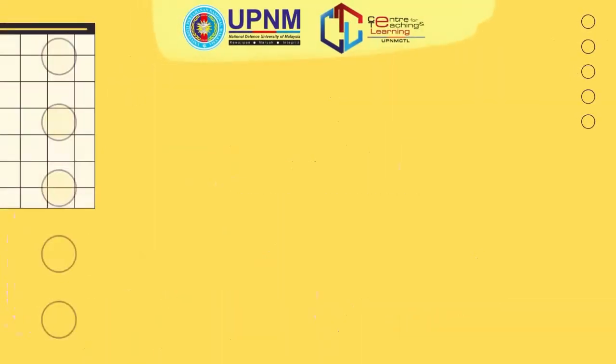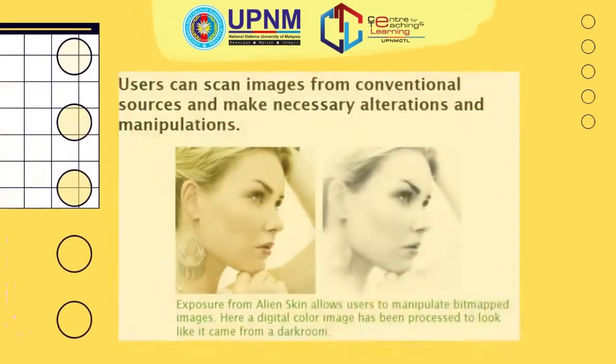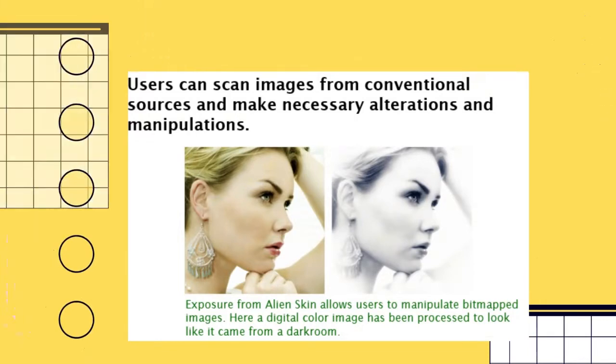Morph. Morphing software was used to seamlessly transform the images of 16 kindergartners. When a soundtrack of music and voices was added to the 4-minute piece, it made a compelling video about how similar children are to each other. Users can scan images from conventional sources and make necessary alterations and manipulations. Exposure from Alien Skin allows users to manipulate bitmapped images. Here a digital color image has been processed to look like it came from a darkroom.